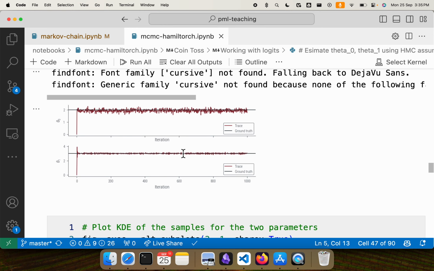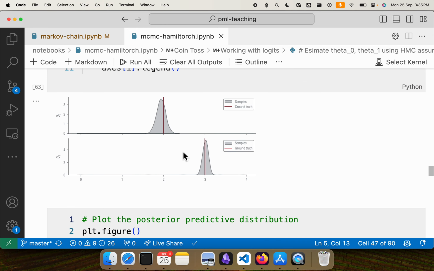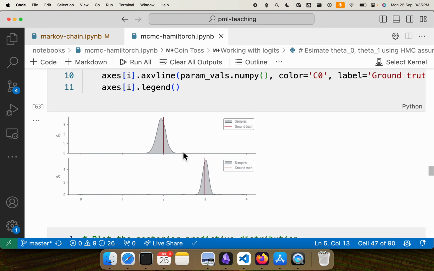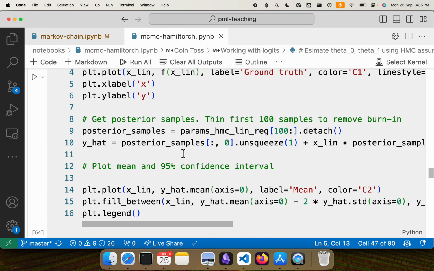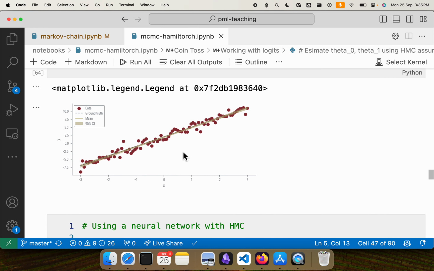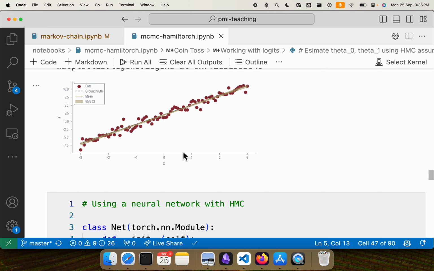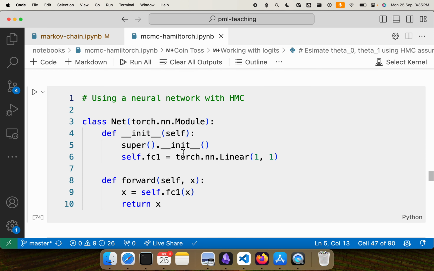And once we do this, we can obtain the posterior for the two parameters, or for the overall. And once we have the posterior, we can get the posterior predictive. So we did this using linear regression. We said that we can also do the same thing using a neural network, right?